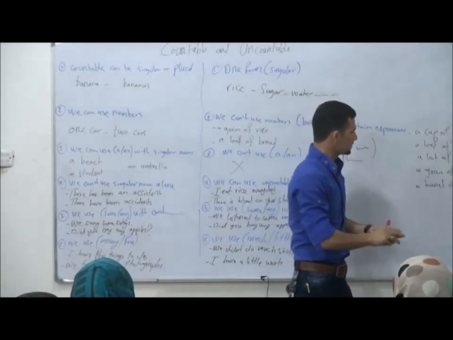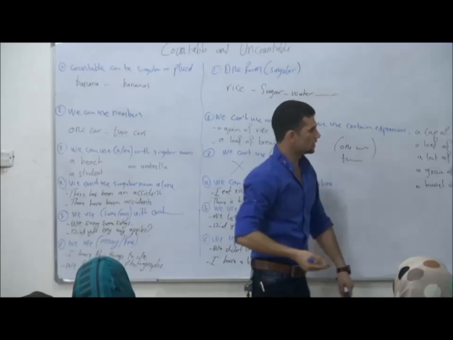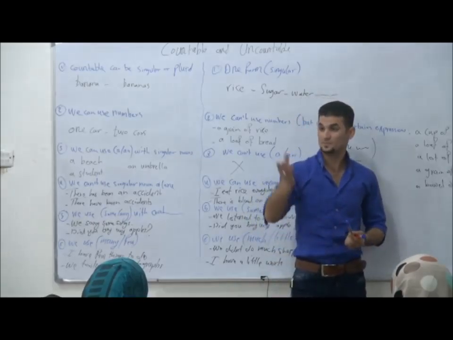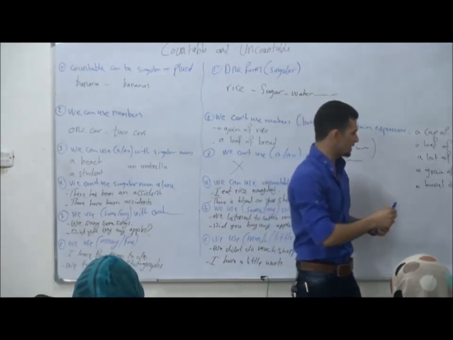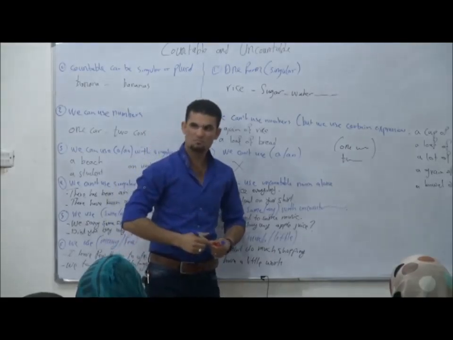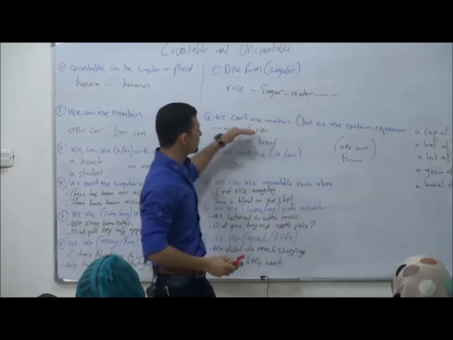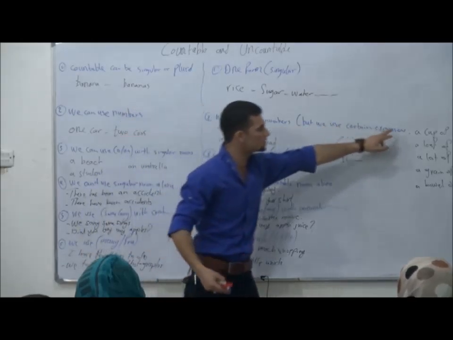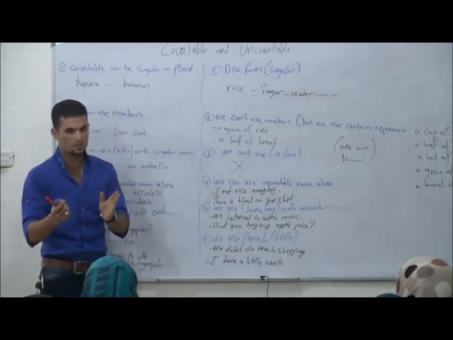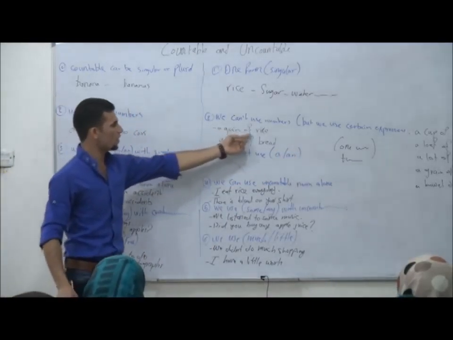A cup of what? A cup of tea. Or two cups of tea. A lot of sugar. A grain of rice. حبة معناها a grain of rice. Anyway, with uncountable nouns, we cannot use numbers, but instead we use certain expressions in order to determine the quantity we are talking about. يعني we cannot use numbers directly. A grain of rice, a loaf of bread, etc.